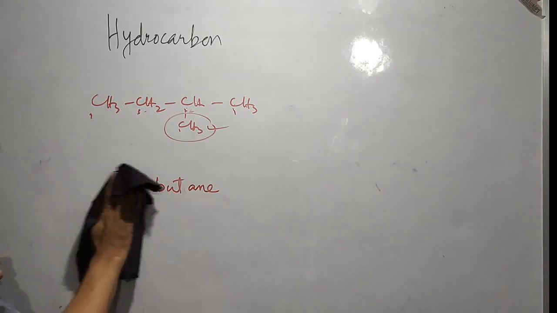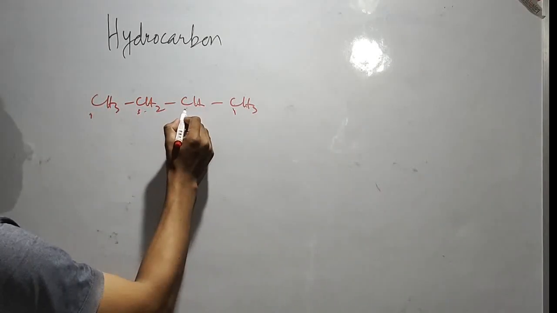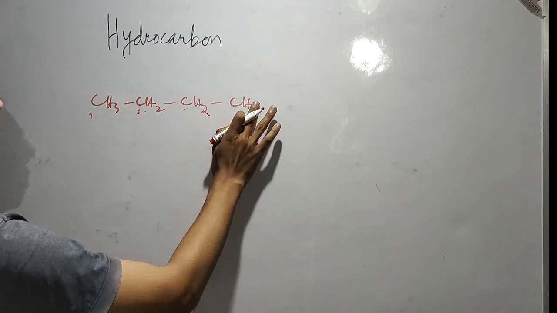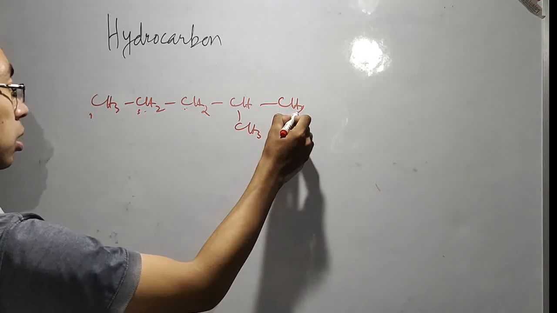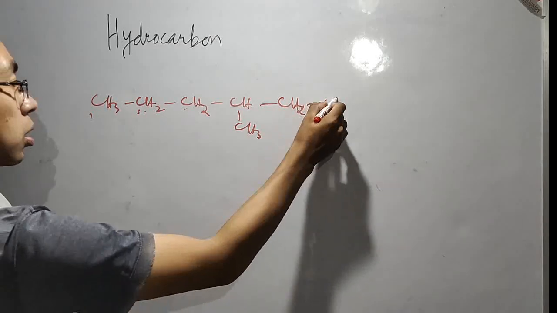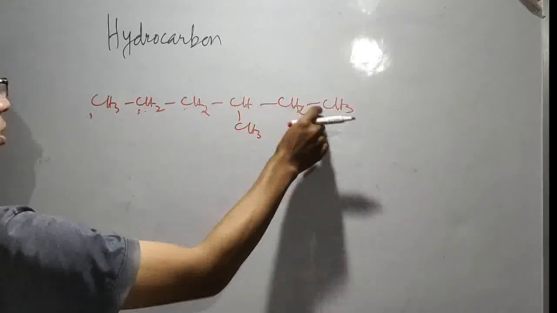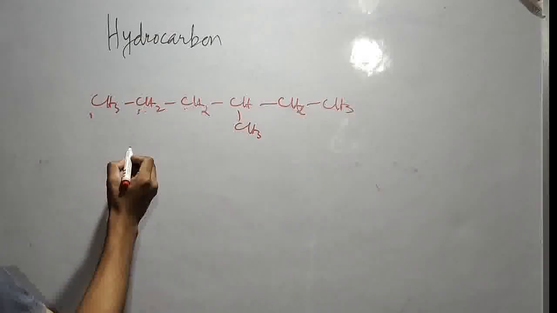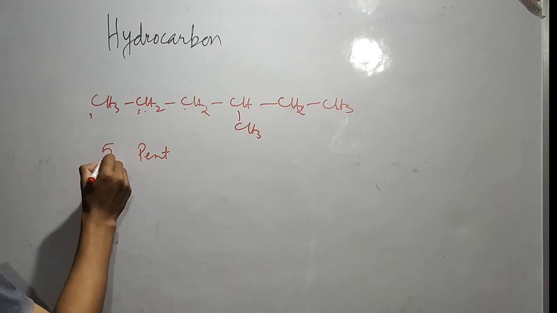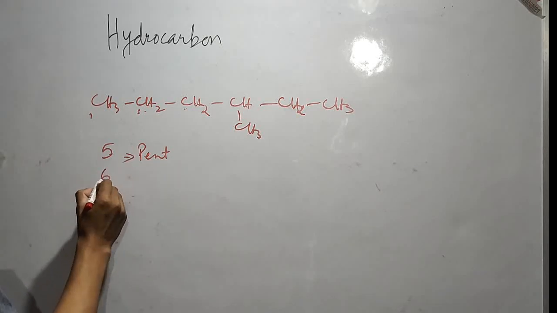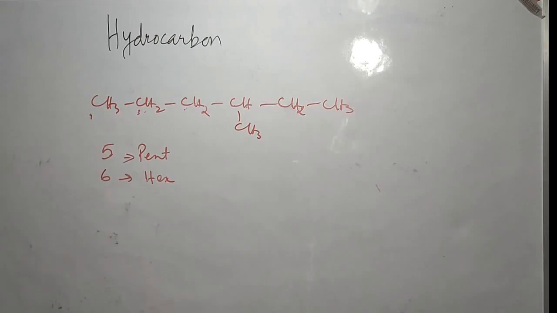Then I want you to try one problem. Here 1, 2, 3, 4, 5, 6 will be the longest one. If 5 carbon atoms are there, then it will be pent. If 6 are there, then it will be hex. That is the word root. So you try out this one.